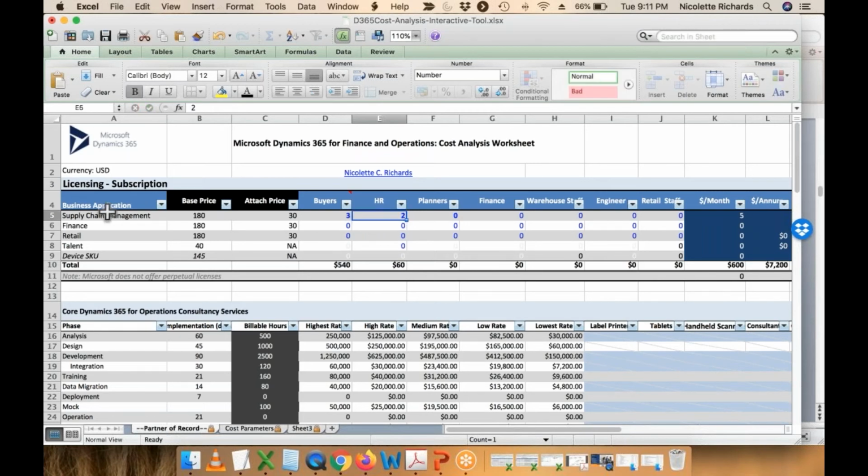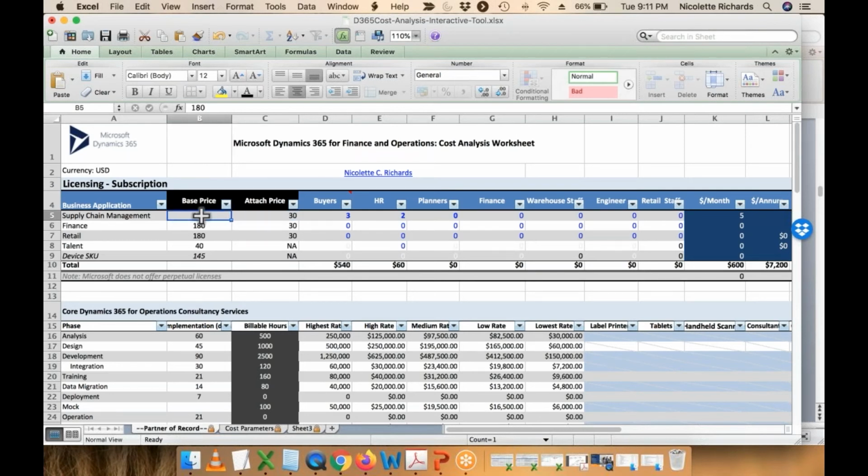Now let's say your organization has about 20 warehouse staff. Of those 20 staff, let's say 10 of them are going directly into the supply chain, and 10 of them are just going to be using the device SKUs. Right? So that's what our licensing costs are looking like so far.